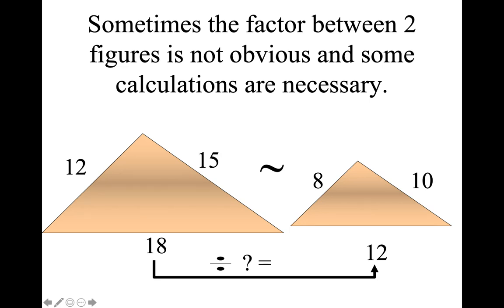12 times 2/3. 12 times 2 is 24. 24 divided by 3 is 8. 18 times 2/3. 18 times 2 is 36. And 36 divided by 3 is 12.